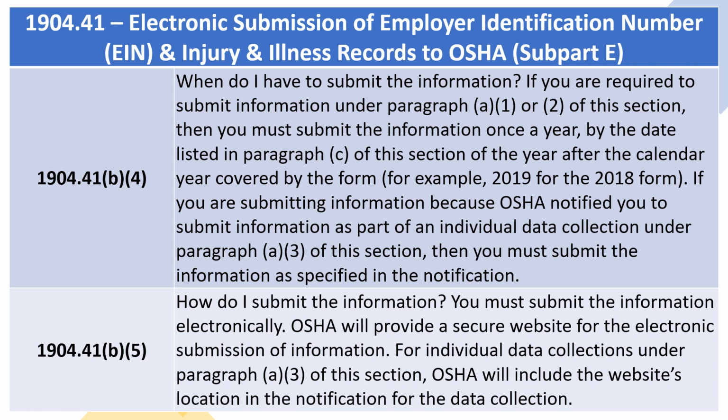1904.41(b)(4). When do I have to submit the information? If you are required to submit information under paragraph (a)(1) or (2) of this section, then you must submit the information once a year, by the date listed in paragraph (c) of this section of the year after the calendar year covered by the form, for example, 2019 for the 2018 form. If you are submitting information because OSHA notified you to submit information as part of an individual data collection under paragraph (a)(3) of this section, then you must submit the information as specified in the notification.